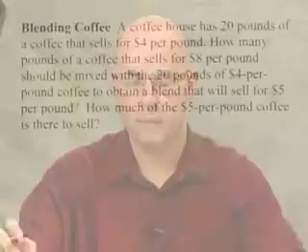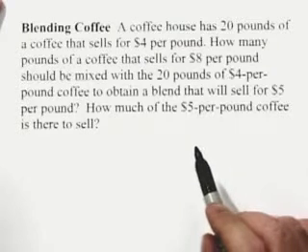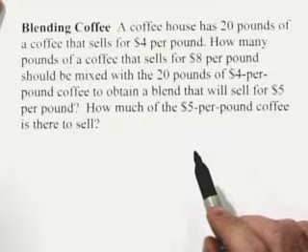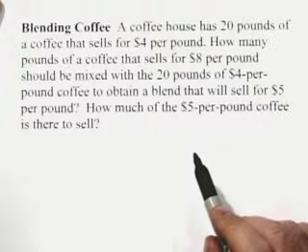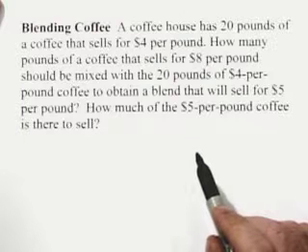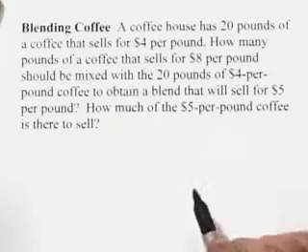In this problem, we look at an application involving a mixture. A coffee house has 20 pounds of a coffee that sells for $4 per pound. How many pounds of a coffee that sells for $8 per pound should be mixed with the 20 pounds of $4 per pound coffee to obtain a blend that will sell for $5 per pound? And how much of the $5 per pound coffee is there to sell?